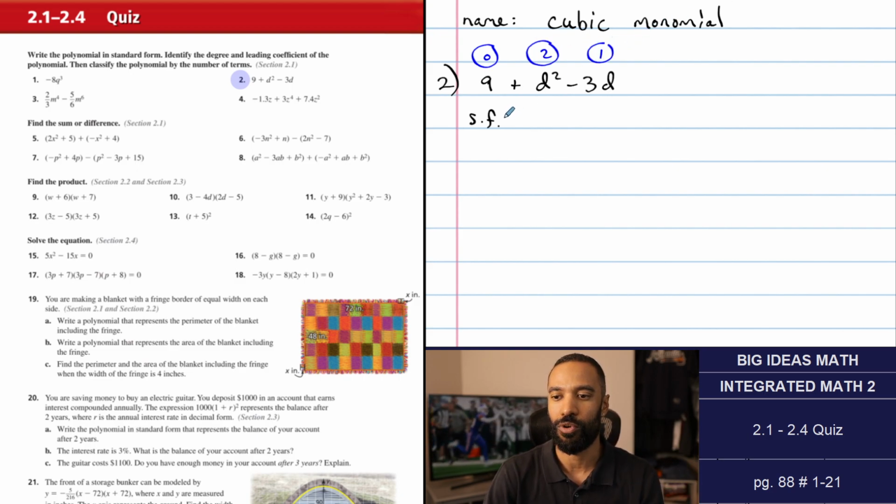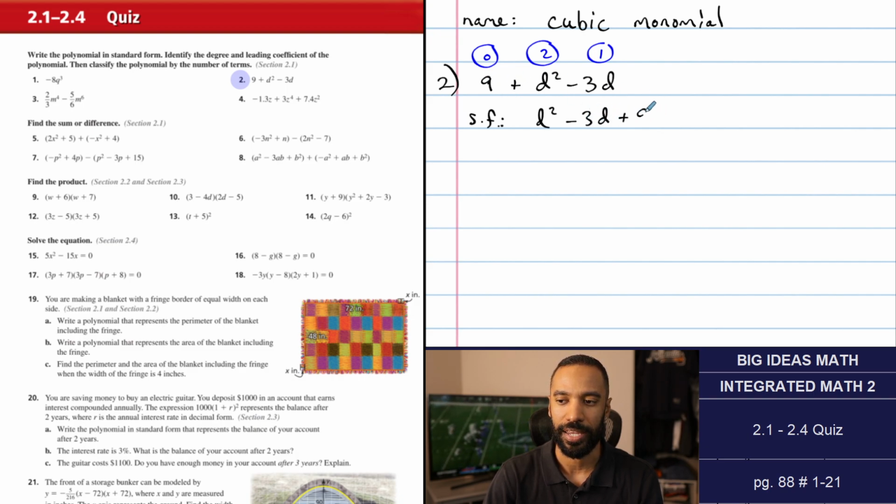When we write in standard form, we go in descending order of degree. So we start with the degree 2, d squared, and then degree 1, negative 3d, and degree 0, 9. It's basically expected that you do that every time, even when they don't ask for standard form. There are a lot of great principles to it that are helpful. Answer keys will show that. Always shoot for standard form no matter what you're doing.